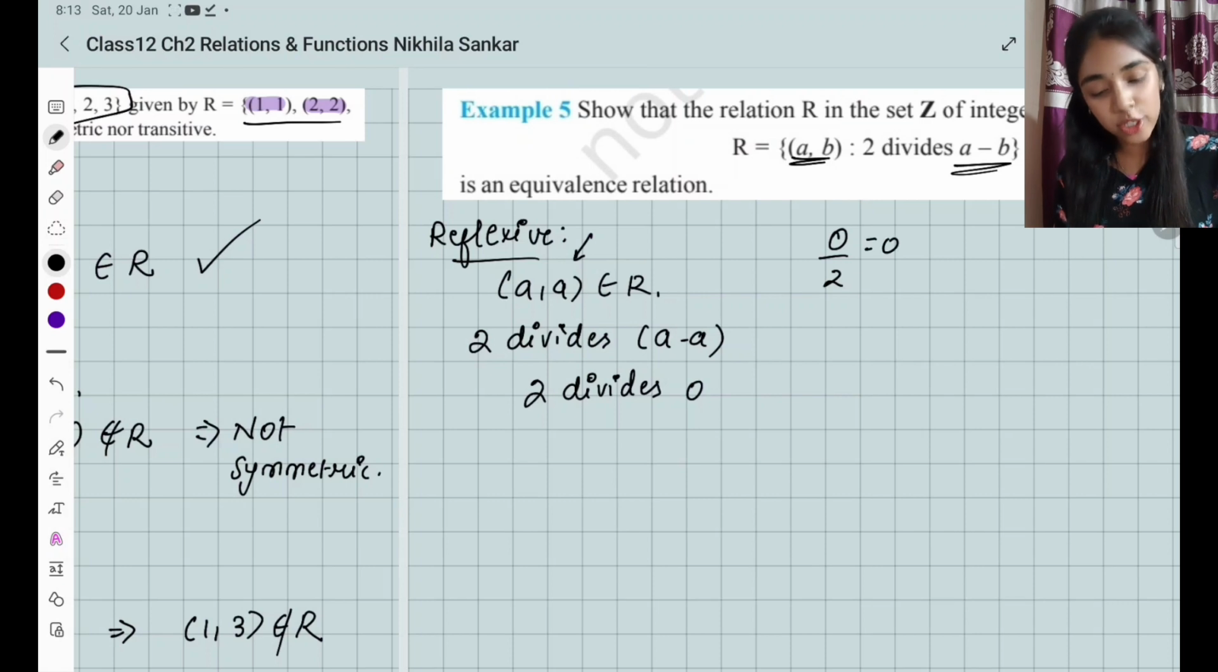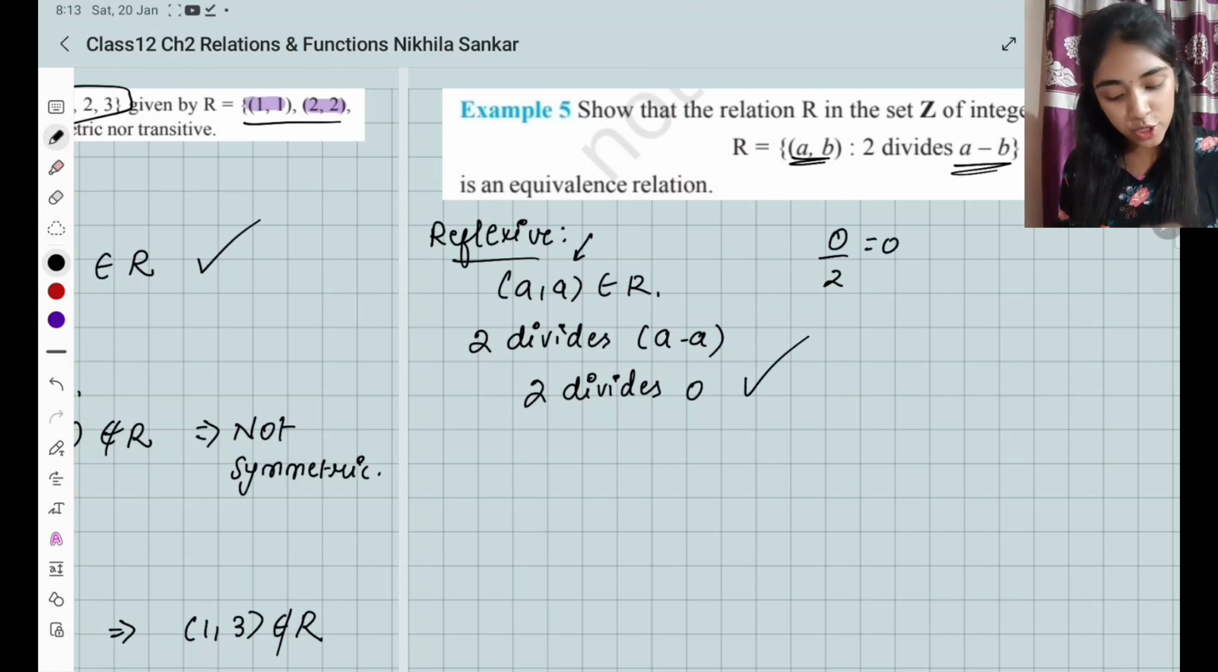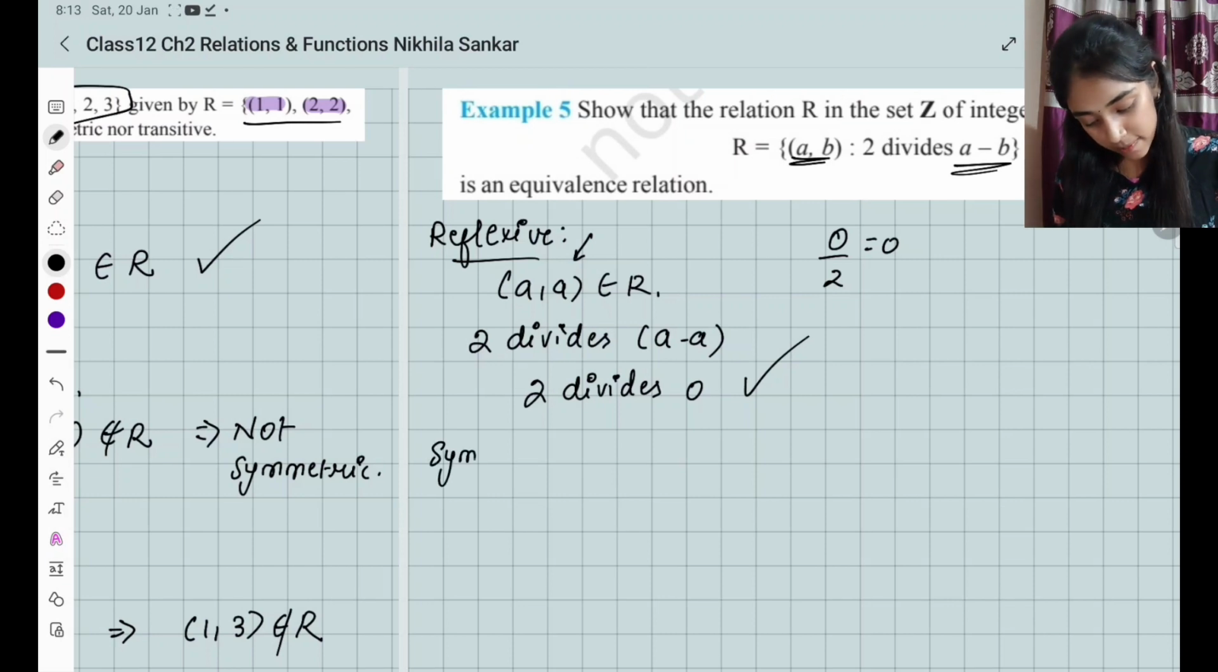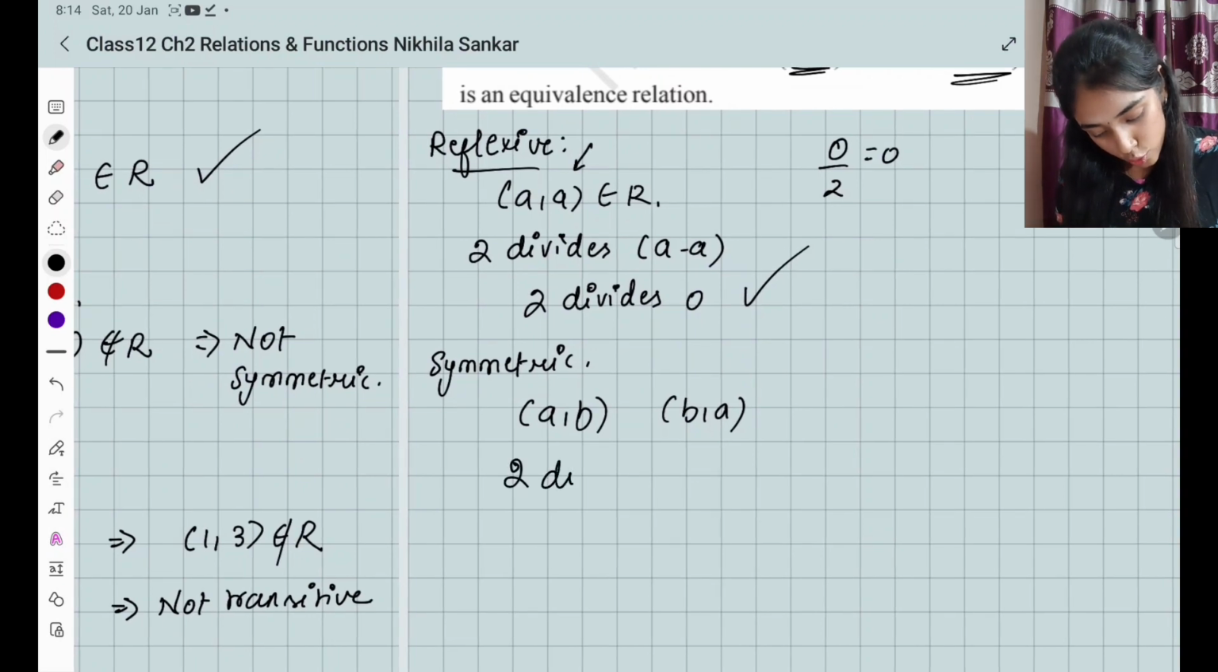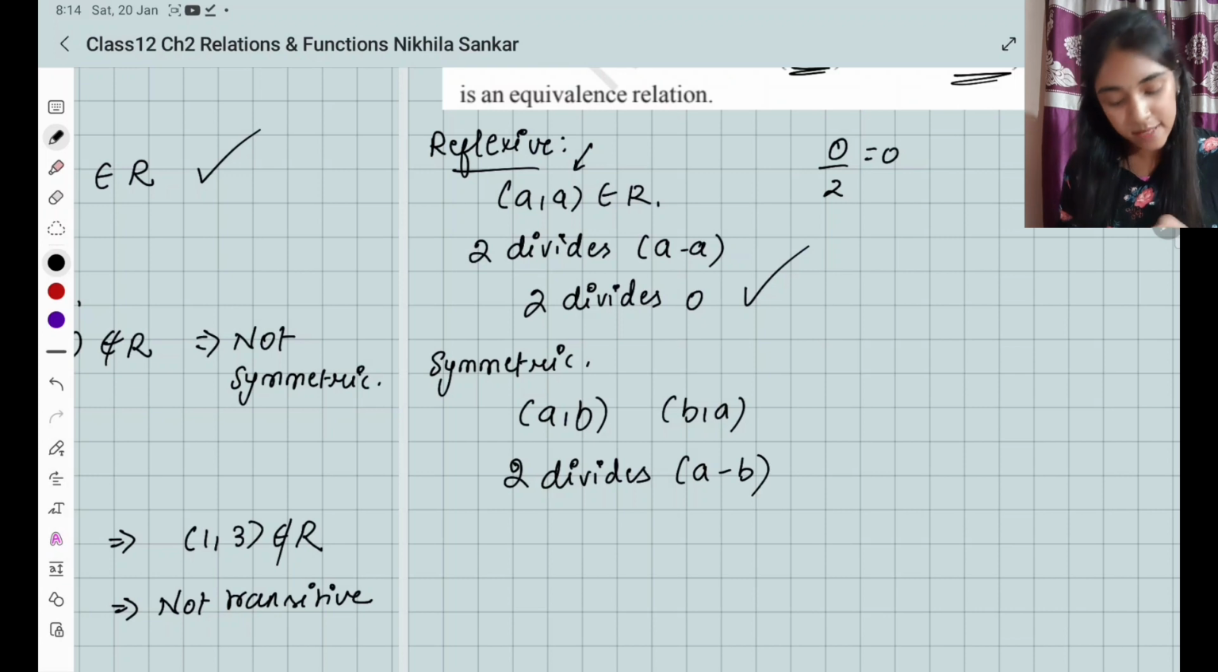0 divided by 2 possible? Possible இல்லையா? This is going to be 0. So yes, 2 divides 0. 0 divide பண்ணோம். So this is going to be true. So hence it is reflexive. Okay, reflexivity prove பண்ணியாச்சு. இப்போ symmetric. So when you talk about symmetric case, you have a, b and b, a. So you have 2 divides a minus b. இப்போ நான் என்ன பண்ண போறேன், I am going to add a minus sign.